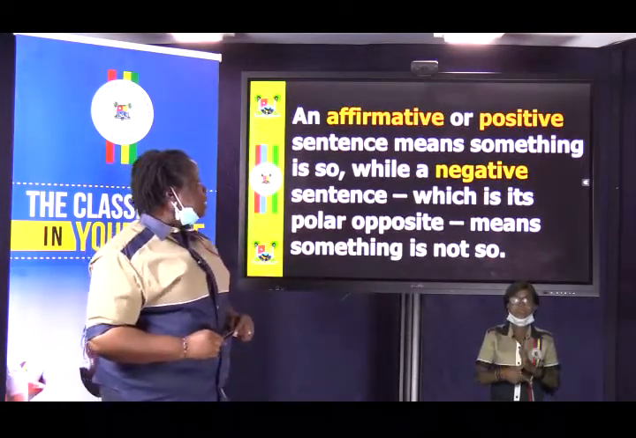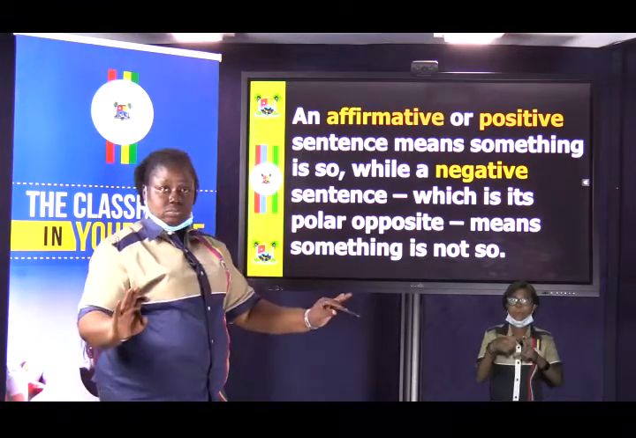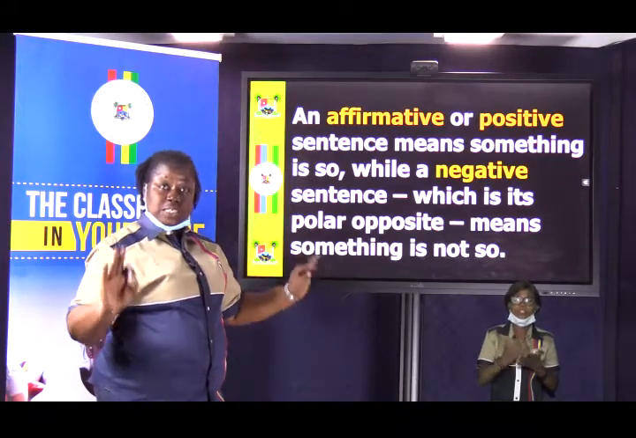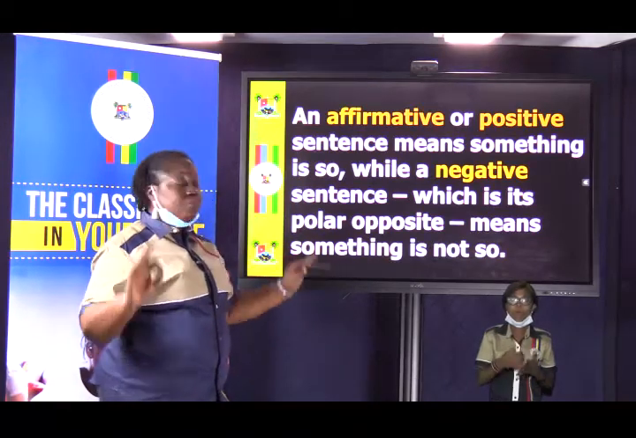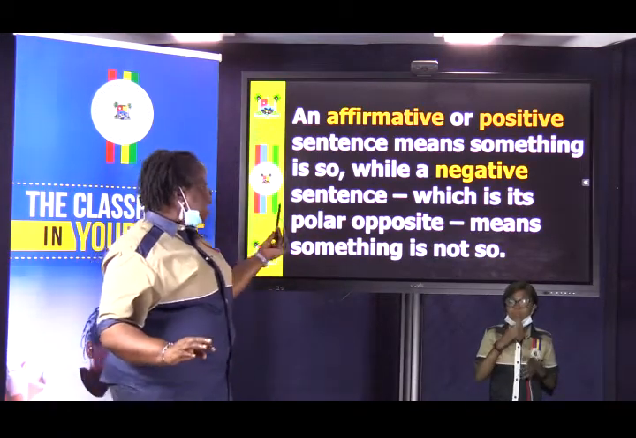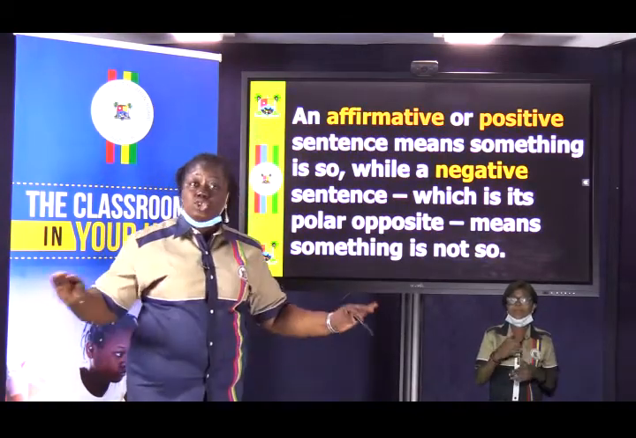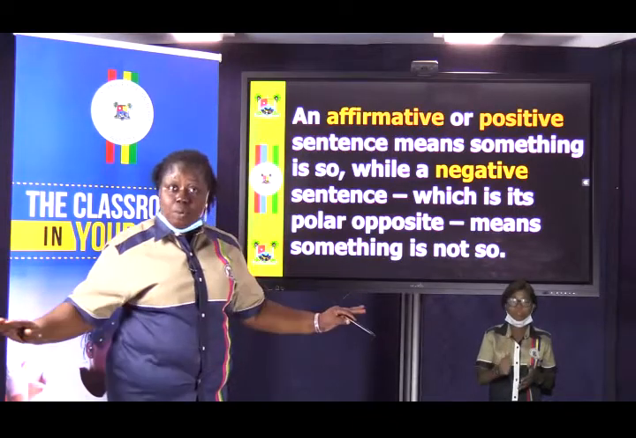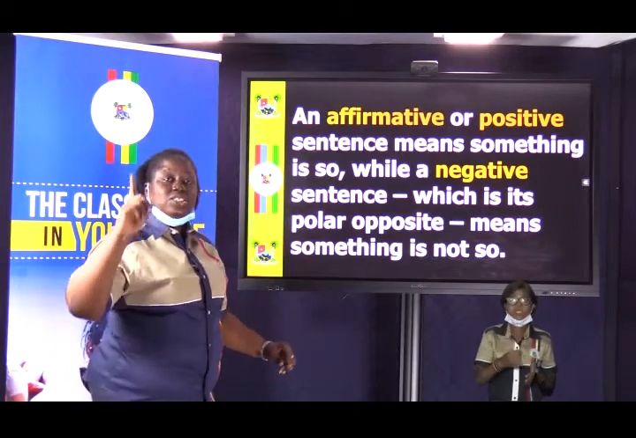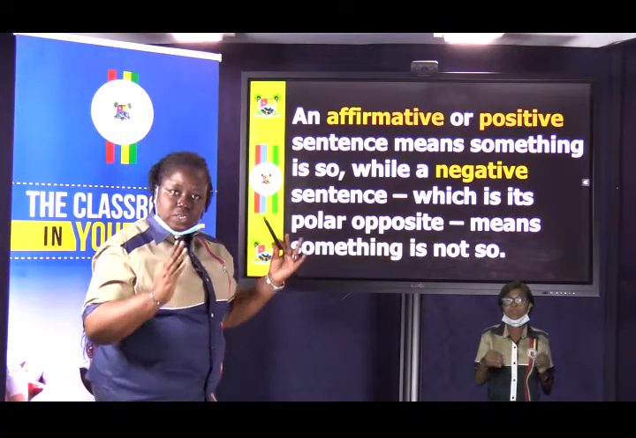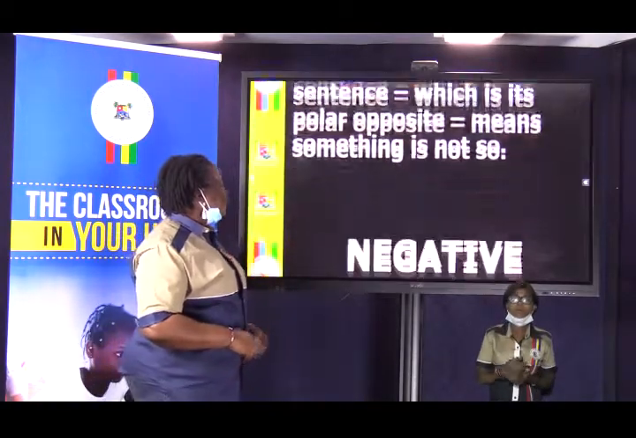An affirmative or positive sentence means something is so. Jane is a girl. It is so. That is what makes it an affirmative sentence. While a negative sentence, which is its polar opposite, means something is not so. Jane is not a boy. That is, it is not so. It makes it a negative sentence. Jane is a girl. It is so. That is positive. That is affirmative. Are we together? Well done, children.